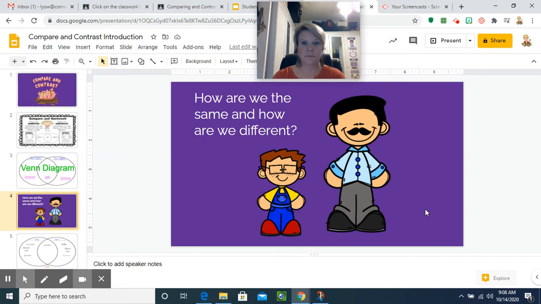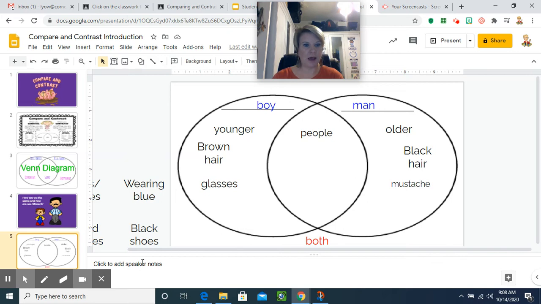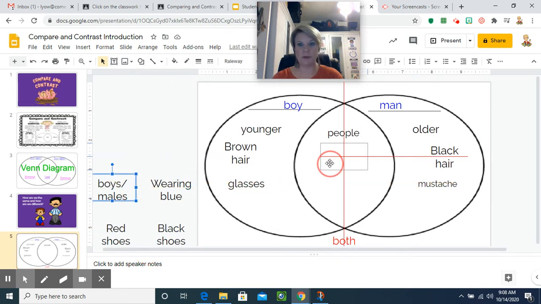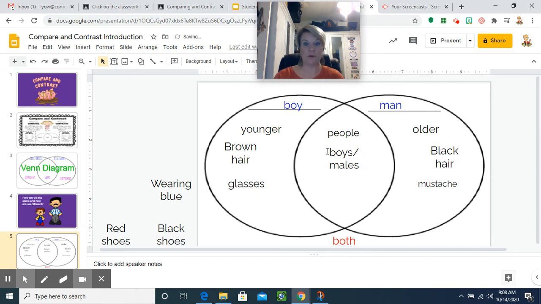All right, what else? They're both boys, or in this case, we should say they're both males. Remember, males means the boy gender. So I'm going to look at my Venn diagram and I'm going to add boys or males to the middle because that tells one way that they are the same.